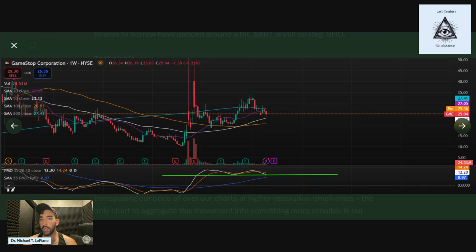So in that sense, things look good, right? We moved pretty close to the 50-week moving average, and then bounced, right? You can see the bottom of the candle there, it just came up off of that.